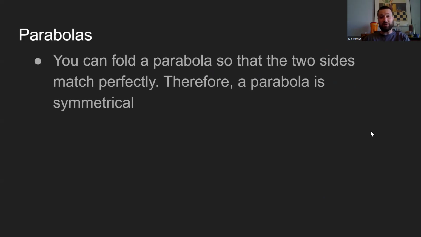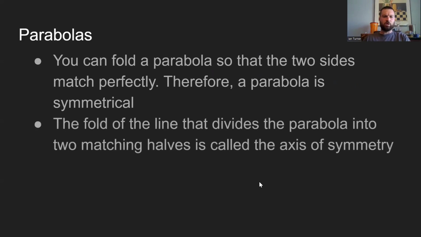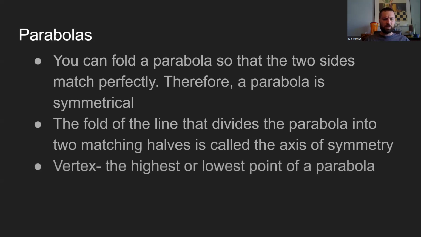What's really nice about a parabola is it's symmetrical, okay? So the two sides match up perfectly. That makes it easier for graphing and other kinds of things you might want to figure out. The line that divides the parabola into two matching halves is called the axis of symmetry. We will talk about that. The axis of symmetry divides it nice and evenly. And then the vertex is the highest or lowest point. It's where those two matching halves meet. They meet at the vertex.